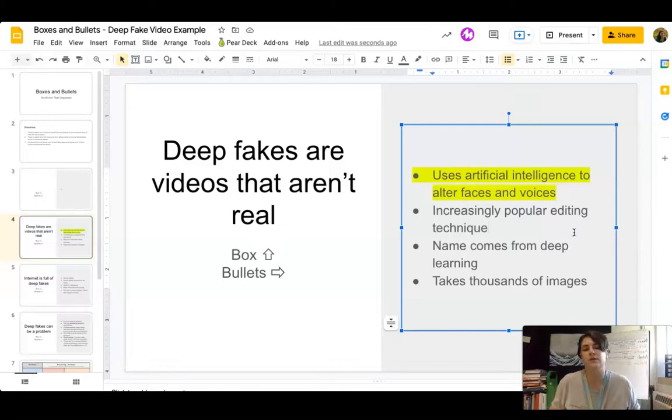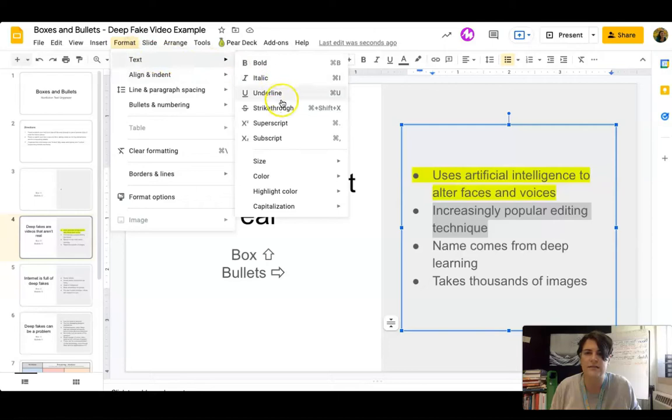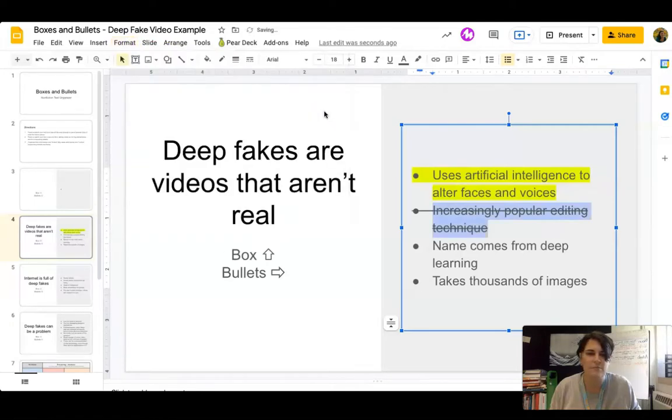Is it important to know it's increasingly popular? It is pretty interesting to me, but I don't think it really helps me understand and connect to this idea that they're not real. So I am going to do something that's called a strike through. I'm going to go under Format, go under Text, and go Strike Through, which I have a Mac specific issue there, or key shortcut.